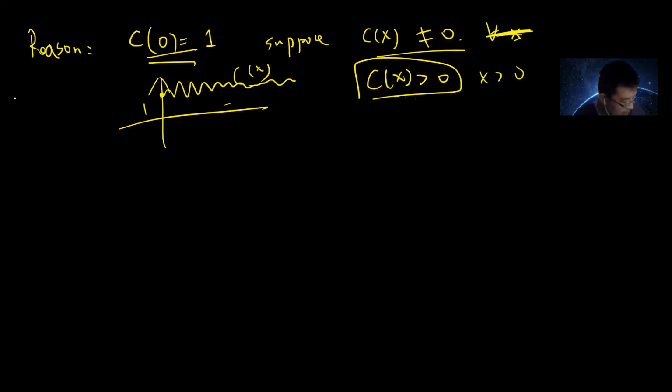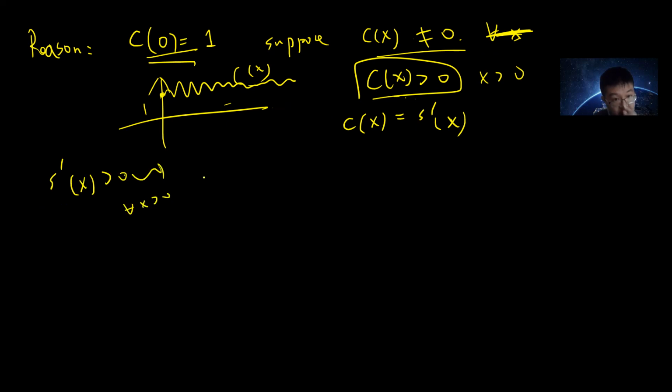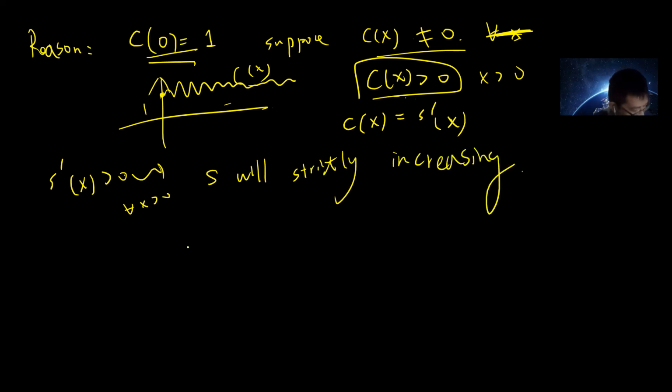Okay, so now c of x is s prime of x. So that means s prime of x is greater than 0 for all x greater than 0. So this means that this s function will be strictly increasing. Okay, but I know that s of 0 is 0, so s of x will be greater than 0 because s is strictly increasing.